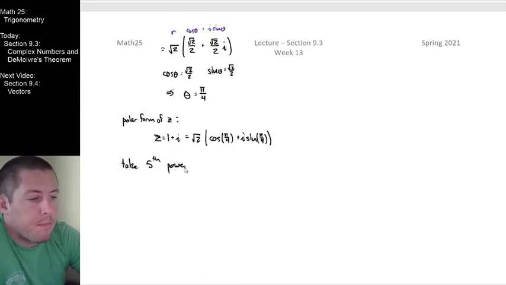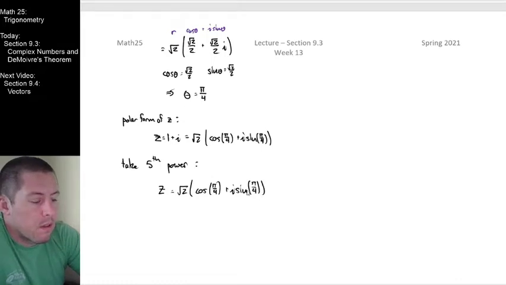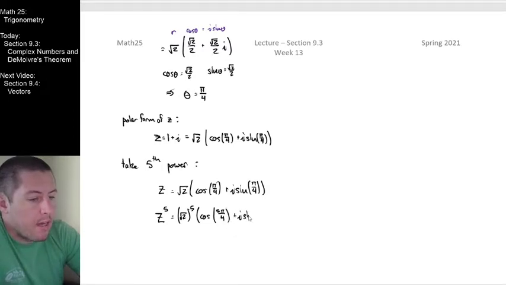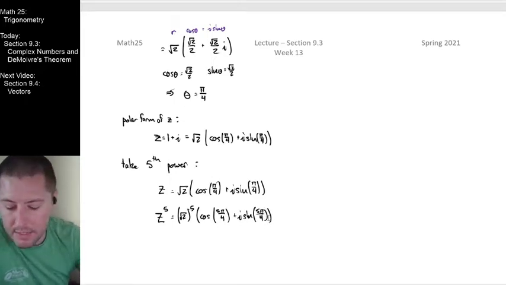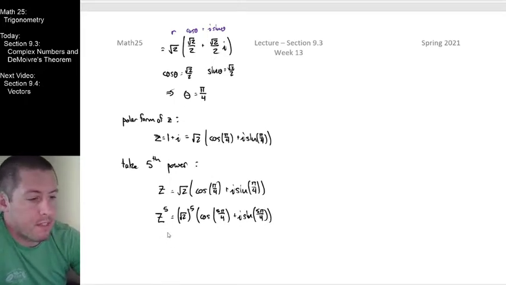Make it a fifth power. So we've got that z is going to be equal to root 2 times cosine of pi fourths plus i sine pi fourths. Therefore, z to the fifth, which is what we really wanted to find the whole time, is root 2 to the fifth times cosine of 5 pi fourths plus i sine 5 pi fourths. And now we can go ahead and simplify this number down to something a little bit easier for ourselves here.